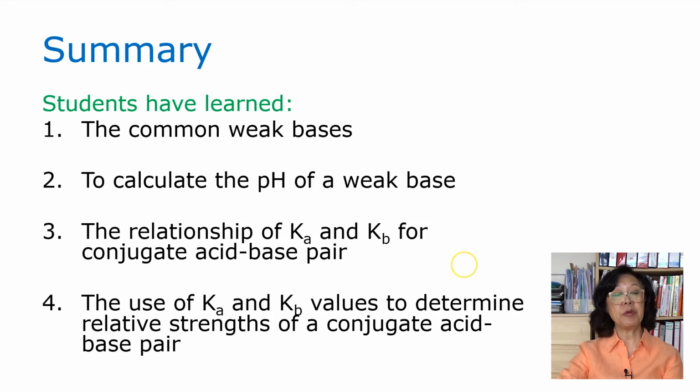To summarize what we have learned today, we have learned what the common weak bases are, and we learned how to calculate the pH of a weak base. We further explored the relationship between Ka and Kb for a conjugate acid-base pair. And then we used Ka and Kb values to determine the relative strength of a conjugate acid-base pair.